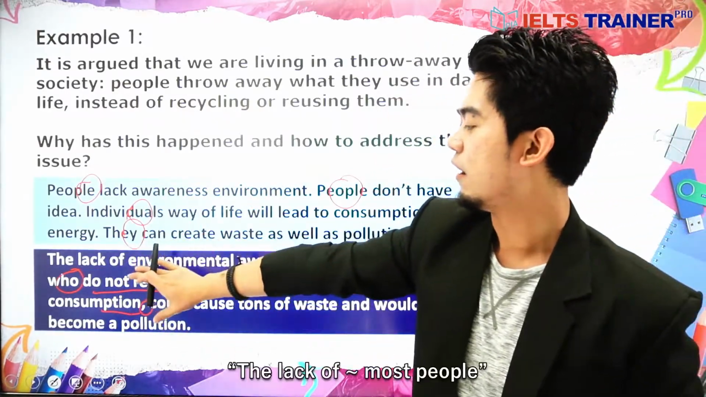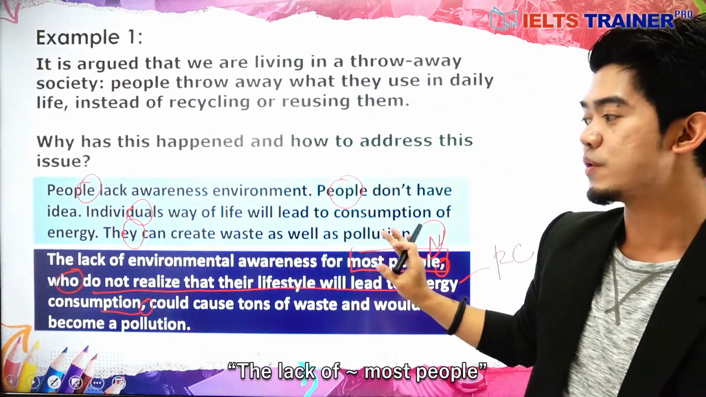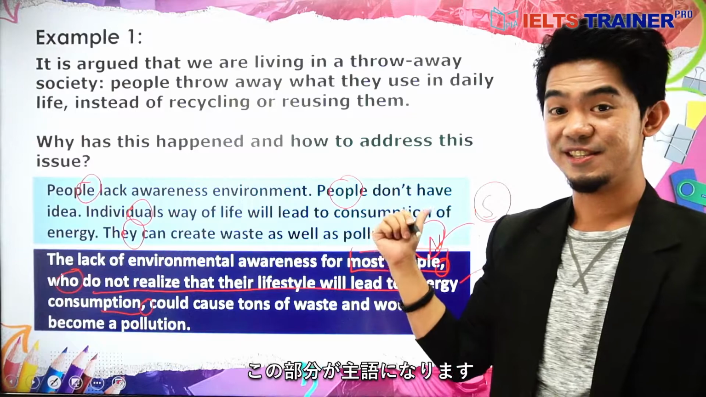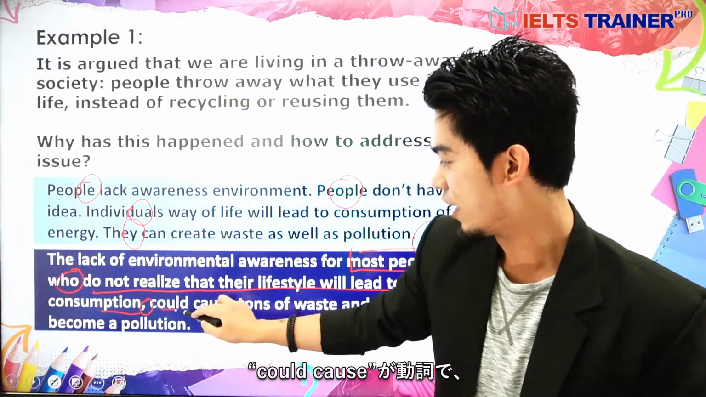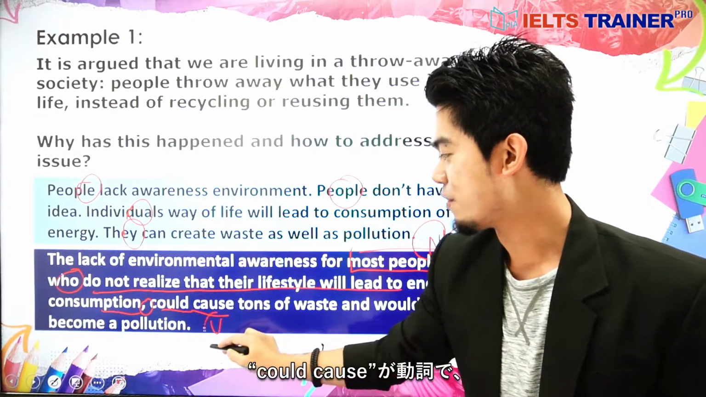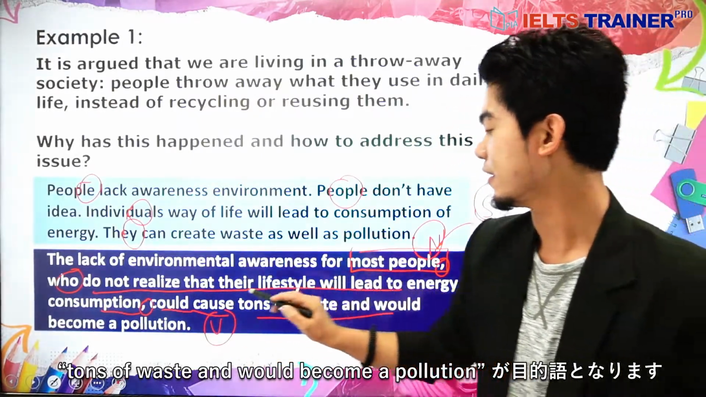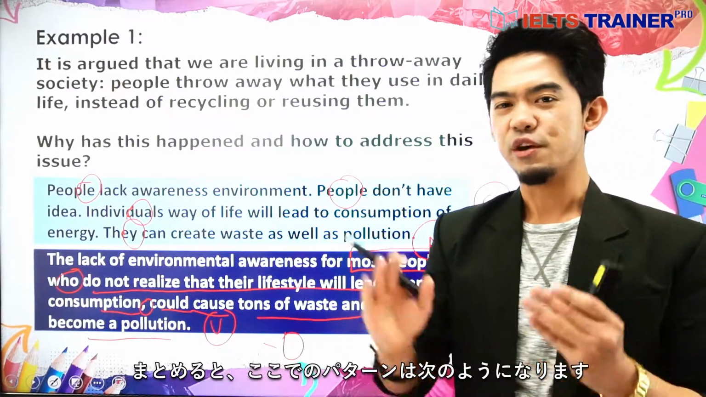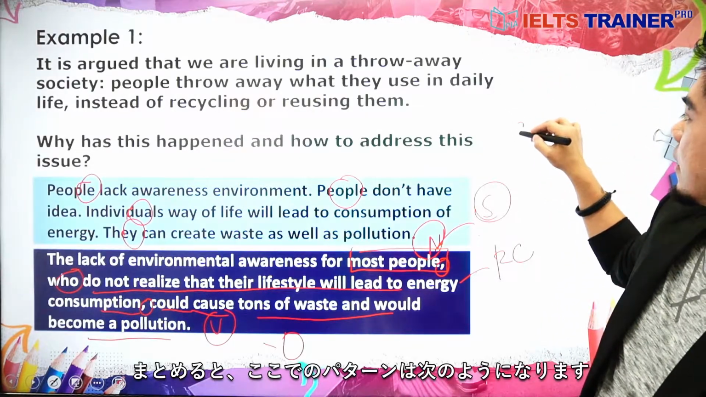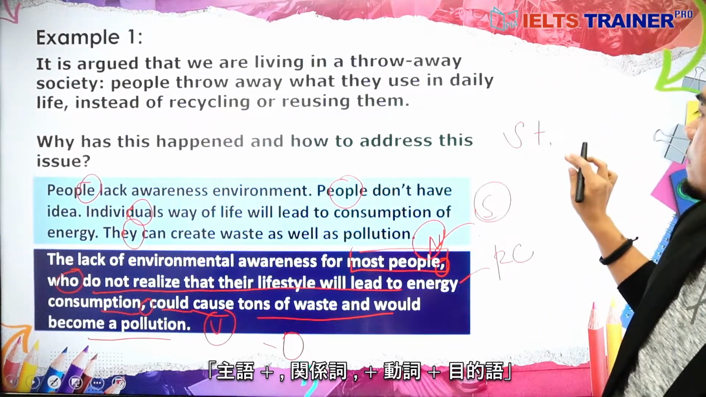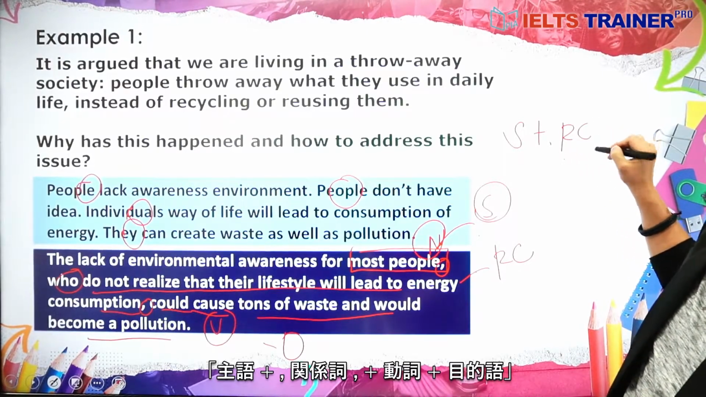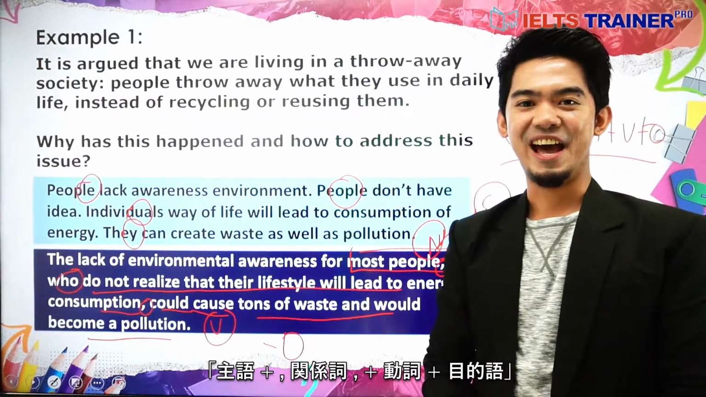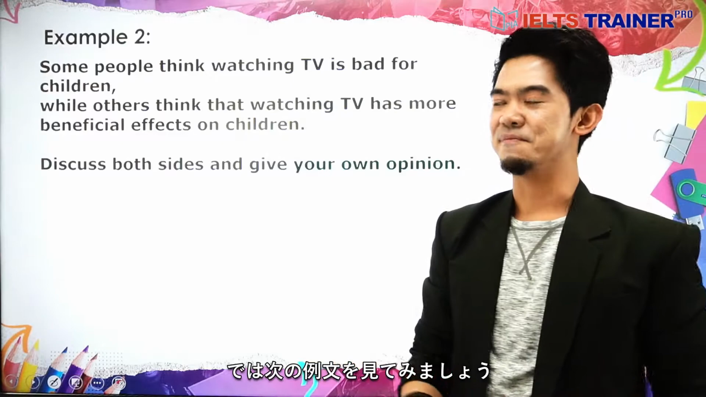Let's see. The lack of environmental awareness for most people, that serves as our subject. And then could cause, this one is our verb, and then tons of waste and would become a pollution. That is part of our object. So for our pattern, we could say that we have subject plus, here a comma, our relative clause, comma, plus verb plus object. That is our pattern.